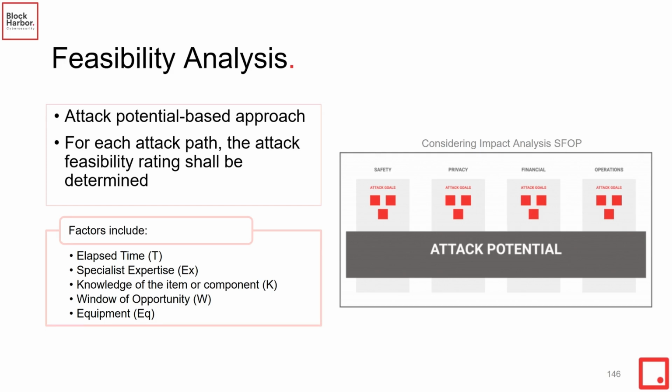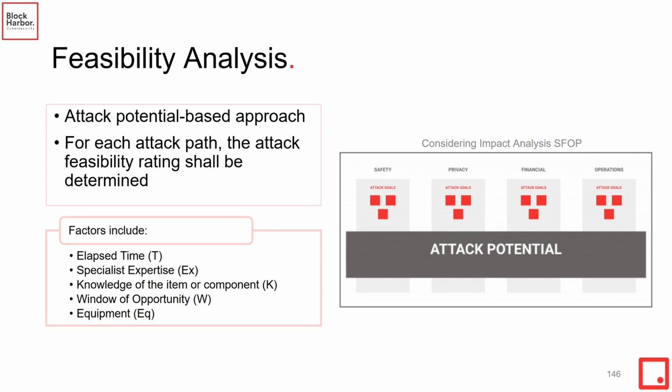Feasibility analysis is a crucial part of the TARA process. This step is all about evaluating the feasibility of an attack, essentially how easy or difficult it would be for an attacker to exploit a particular vulnerability. In this analysis, we take an attack potential based approach. For every identified attack path, we determine an attack feasibility rating. This rating helps us prioritize our efforts by focusing on the attack paths that are easiest and most likely to be exploited. So how do we evaluate the feasibility of an attack?